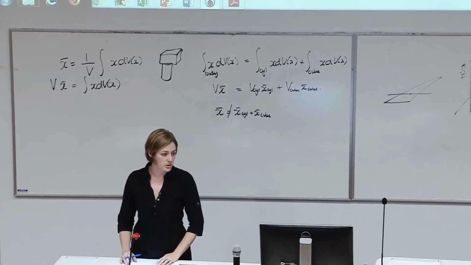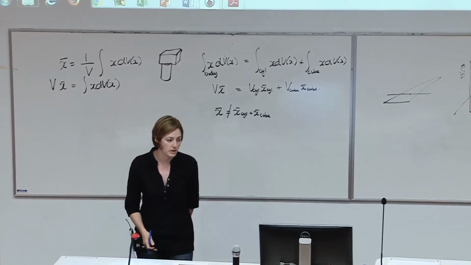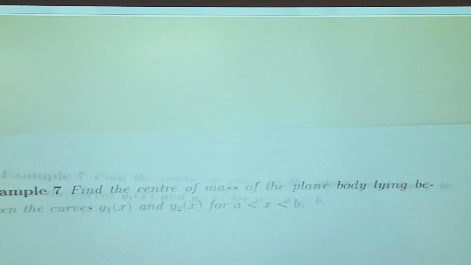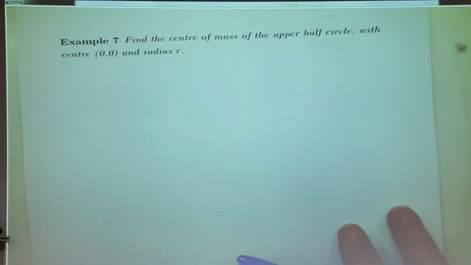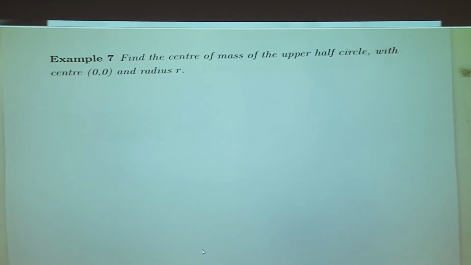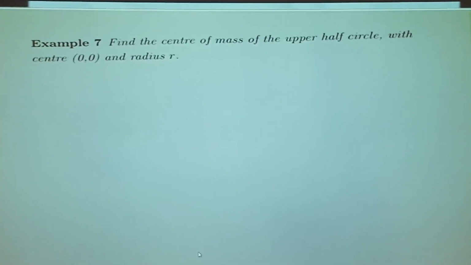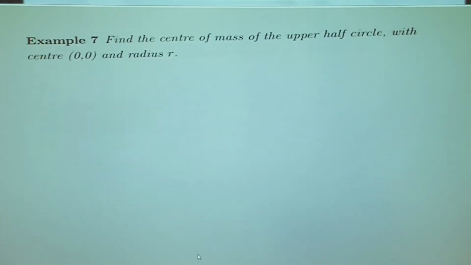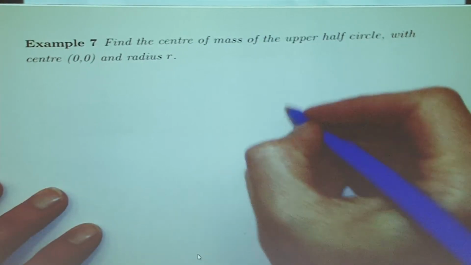All right. So the other example 7, where I was talking about before, I'll put that online. Oh no, that's this one. Let's not do that one. That's too hard. Let's do this one. This is the one in your notes as well. Okay. Find the centre of mass of the upper half circle, centre 0, 0 and radius r. All right. So the first thing to do with this one is to draw a picture, right? Because I haven't been so kind enough to draw us one.